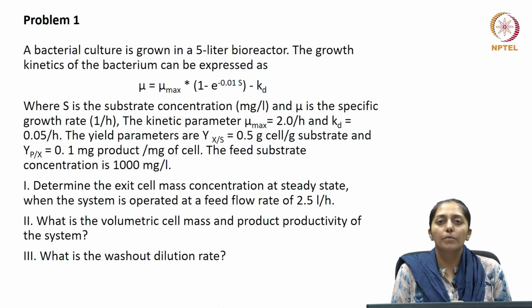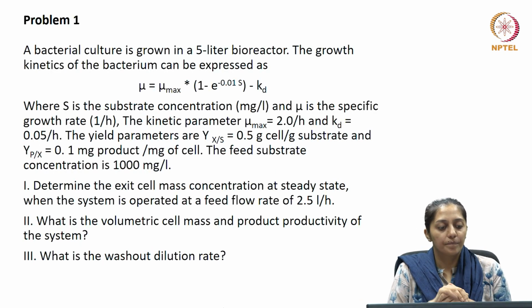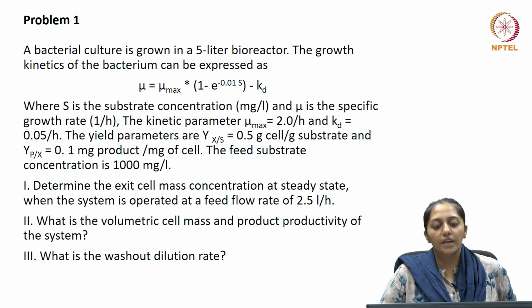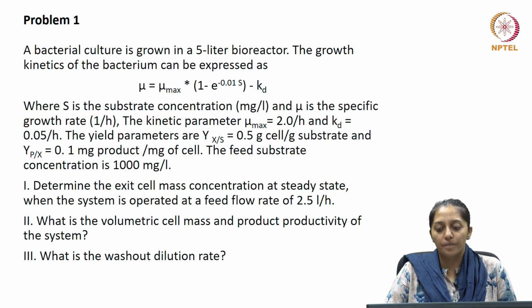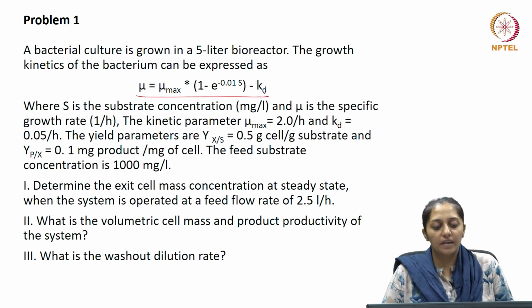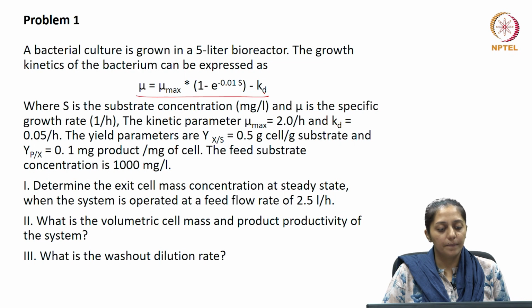If you can see the problem on the slide, the problem states that a bacterial culture is grown in a 5-liter reactor. The growth kinetics of the bacterium can be expressed as the equation given here, which I have underlined. So this relates how specific growth rate of the culture is changing with the substrate present in the medium, where S in this equation stands for the substrate concentration, mu stands for specific growth rate.